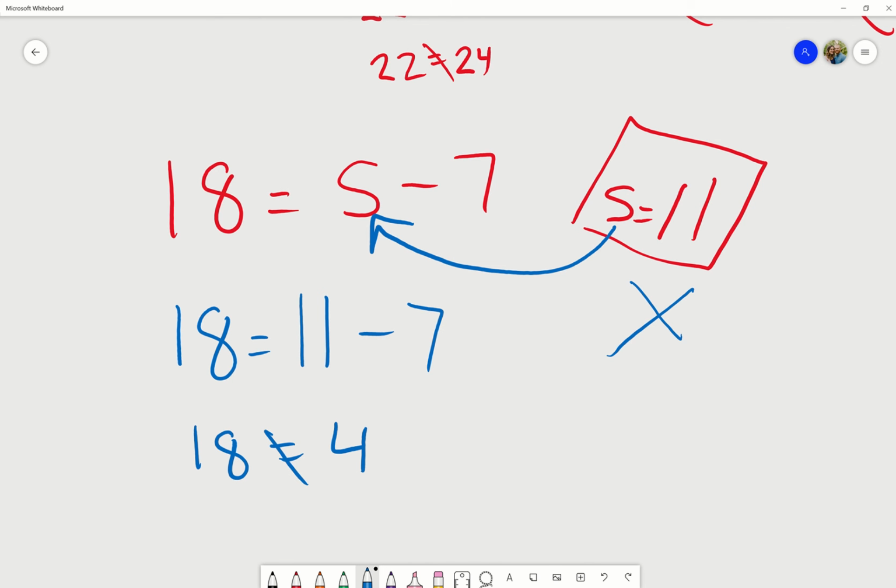And today, that's all we need to know. We just need to know, is it a solution or is it not a solution? We're not going to get into solving for what s does equal. That's where we're at today. We're just going to figure out if this number is a solution.